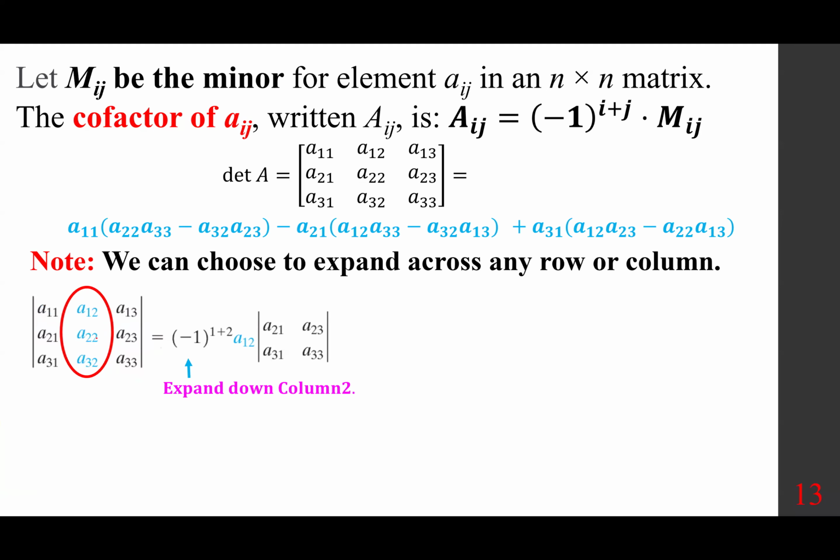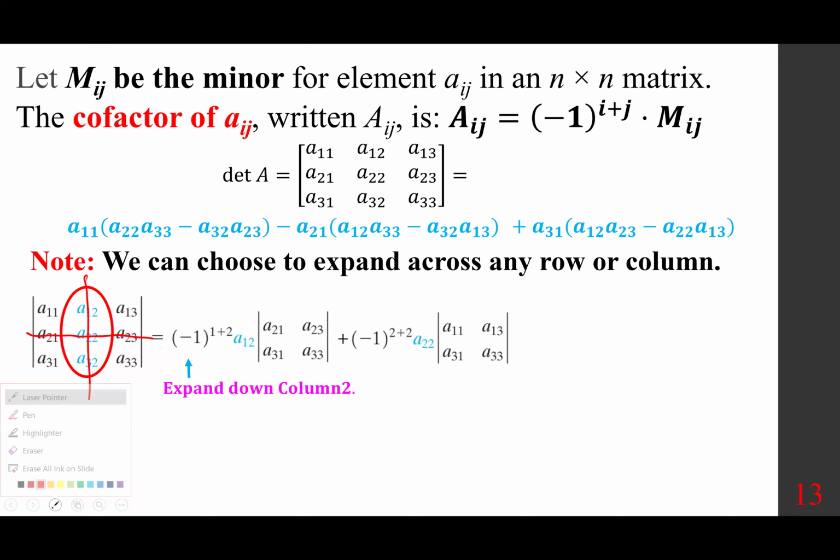Now A22. A22 times what? You are going to cross this one and you're going to cross this one. So the elements left are A11, A13, A31, A33. And this one, again, -1 to the power of i plus j, which is 2 plus 2, which makes it positive.